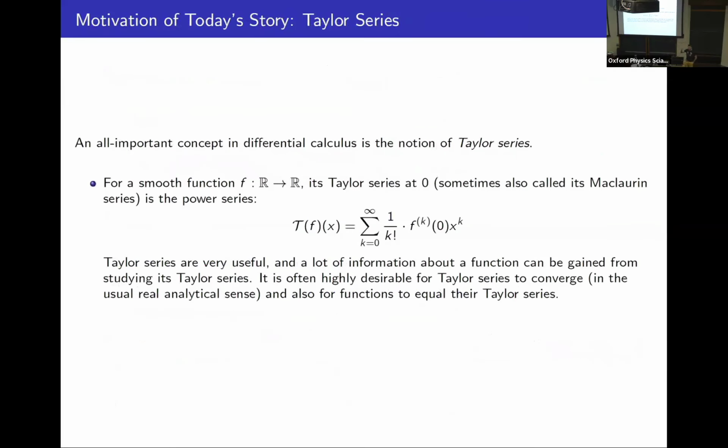Now, of course, an all-important concept in differential calculus is the notion of Taylor series, right? So if I give you a smooth real function, its Taylor series at 0, also called a Maclaurin series, is the power series where you take the sum of all the higher order derivatives of the function, evaluated at 0, then multiplied by 1 over k factorial. And Taylor series are very useful because they give you lots of information about the function. And it's always highly desirable for its Taylor series to converge, and not only that, for the function itself to be equal to its Taylor series.